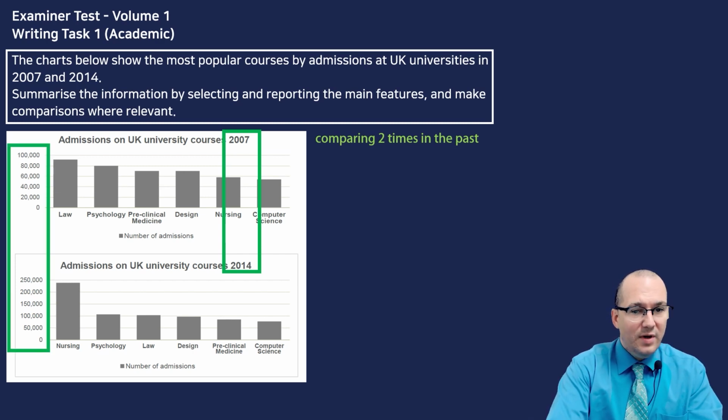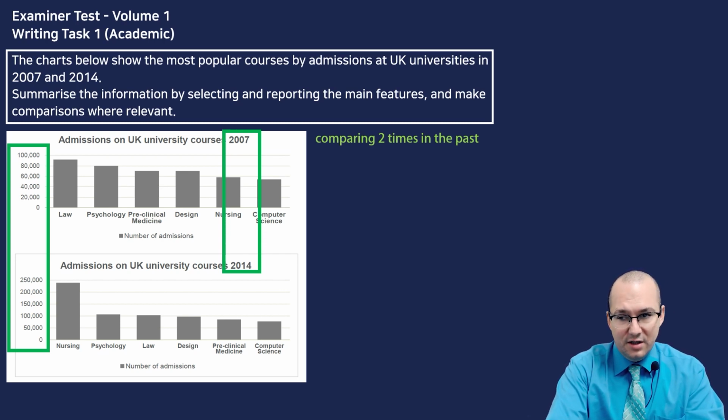The next thing to point out is that on the left, the numbers actually change. You can see on the top bar chart that it goes up to 100,000. On the bottom bar chart, it goes up to 250,000. So that's one really big point, that we can feel that the overall numbers have changed a lot between these 2 times.